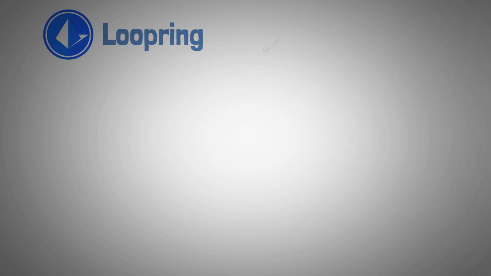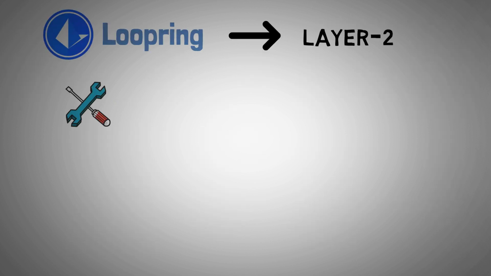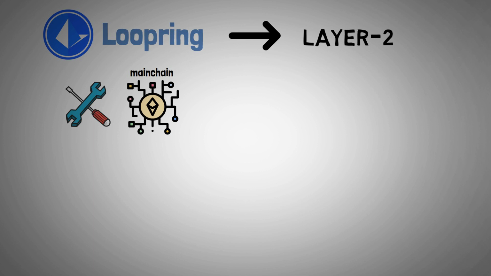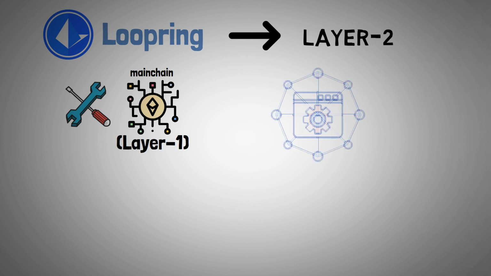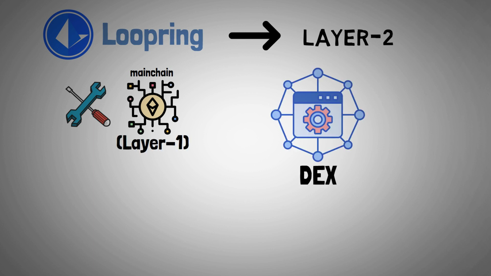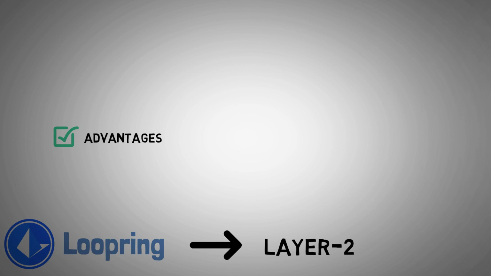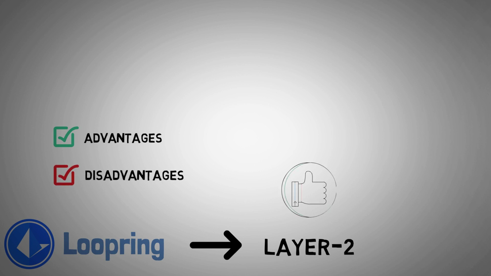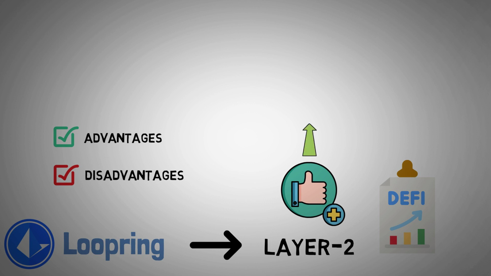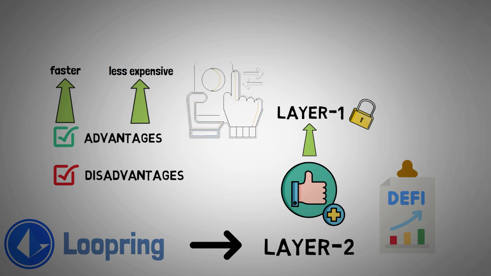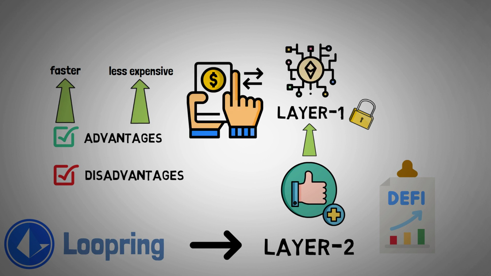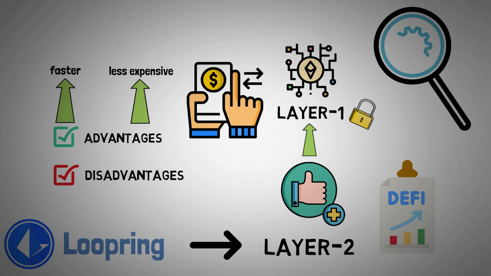Loopring is a Layer 2 protocol. This means it is built on top of the Ethereum main chain, a Layer 1. Compare this to other decentralized exchange projects that are built directly on Layer 1, such as Uniswap or SushiSwap. Both models have advantages and disadvantages. The most noteworthy benefit of all Layer 2 DeFi systems is that while they inherit most of the Layer 1 security, they are faster and less expensive to use for transactions than the main chain. In the part after this, we look more closely at this.